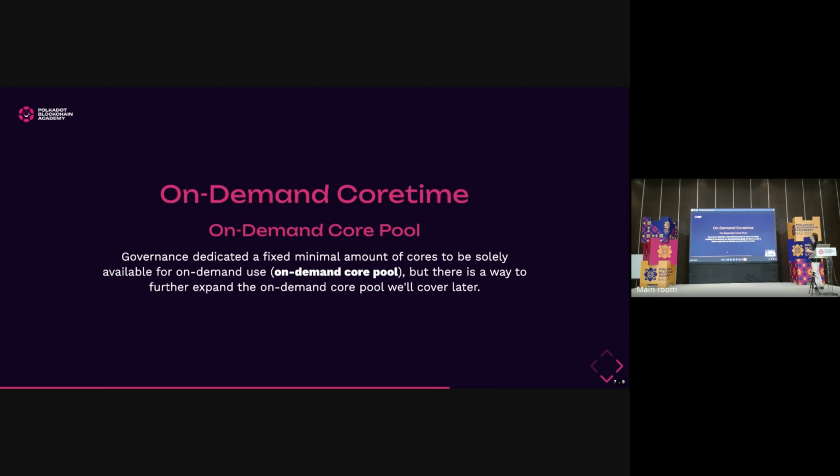And there are some dedicated execution cores specifically for on-demand purposes. So there is a separate price for getting the on-demand cores, independent of the bulk auction price. And that's being dynamically updated based on how many on-demand orders there are.